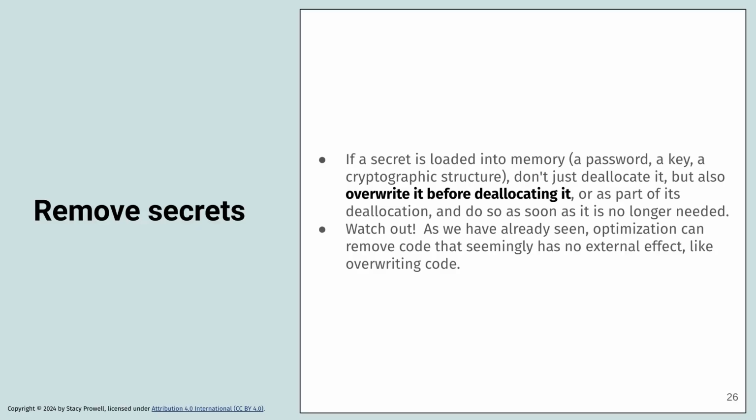Watch out when you do this. As we've already seen, optimization can remove code that it thinks has no effect, right? Security code, that's not written for effect, that's written for security, and compilers can sniff that out and say, oh, that should be deleted. If I get rid of the security code, system's faster. So watch out for that.